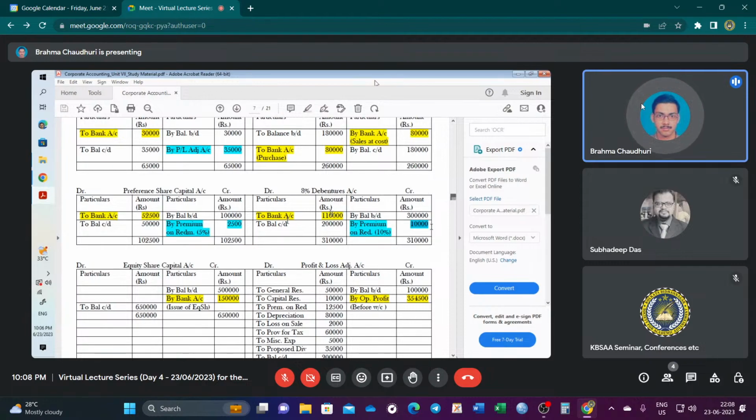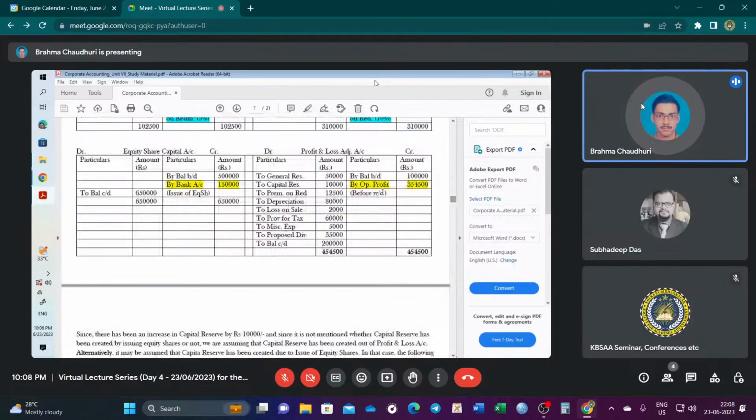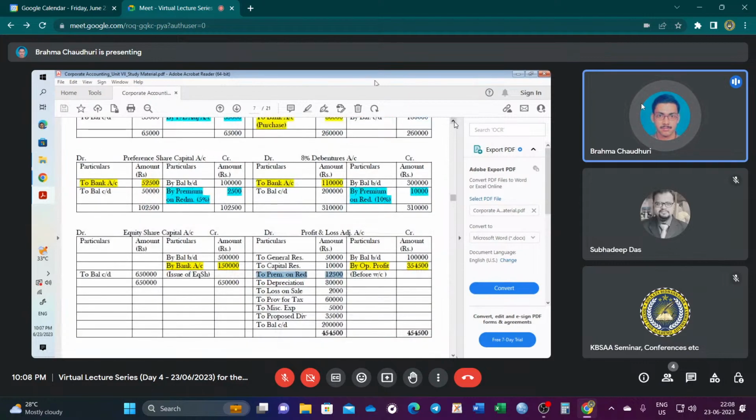So the premium on redemption of preference share is 2,500 and the premium on redemption of 8% debenture is 10,000. That is why the total premium on redemption of 12,500 is shown in the profit and loss adjustment account. We have closed the preference share capital account and ascertained that the preference shares were redeemed for 52,500. We have closed the 8% debentures and ascertained that they were redeemed for 1,10,000.